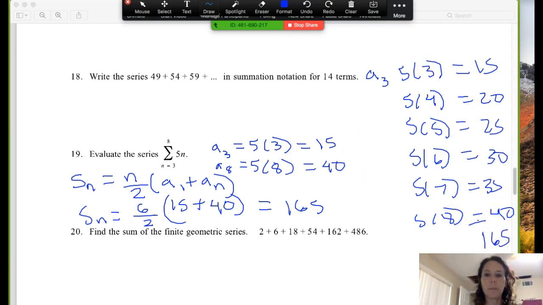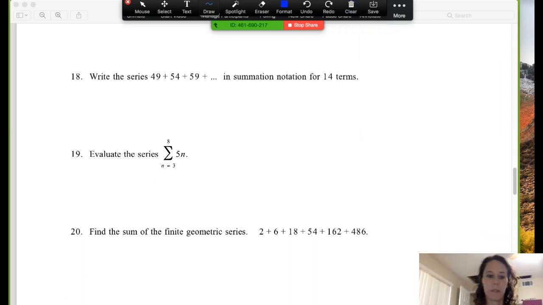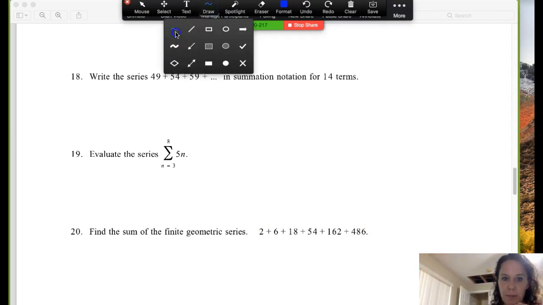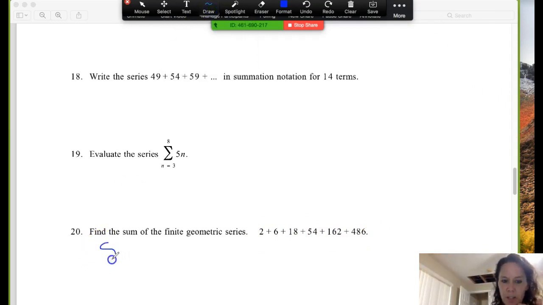All right, on to the next one. Now this one, finding the sum of this finite geometric series, because this one's so small, it totally is easier just to add these up, truly. But just for the sake of doing the formula, the finite geometric series formula looks like this. When you have a finite number of numbers, you would go the first term times 1 minus the ratio to the n power over 1 minus the ratio.